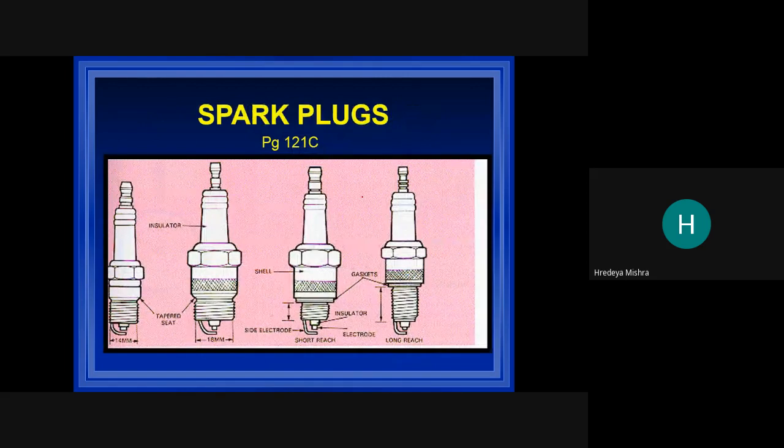So, the spark plug. See here, this is the insulator. The threaded section is here, the tapered seat is here. This is our shell, this is our gasket, and this is our threaded area and insulated area. And you can observe this gap here.